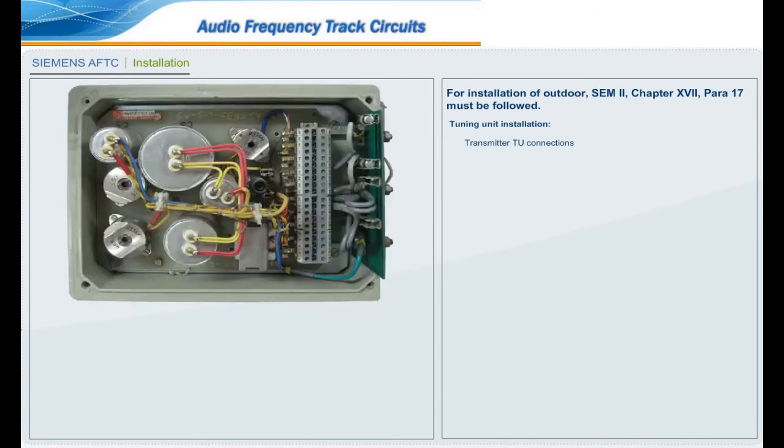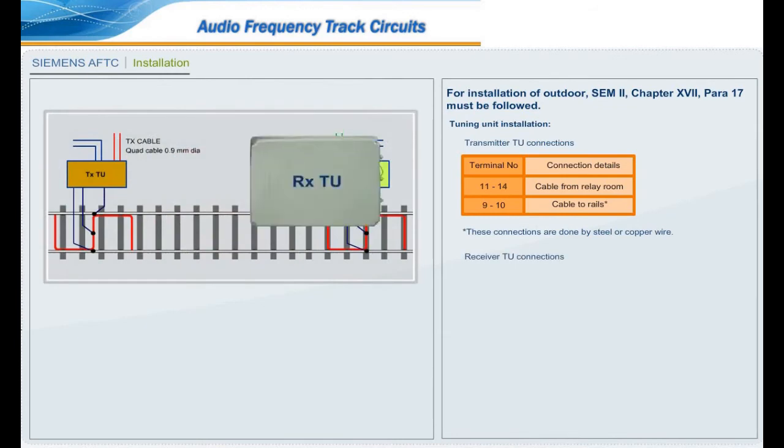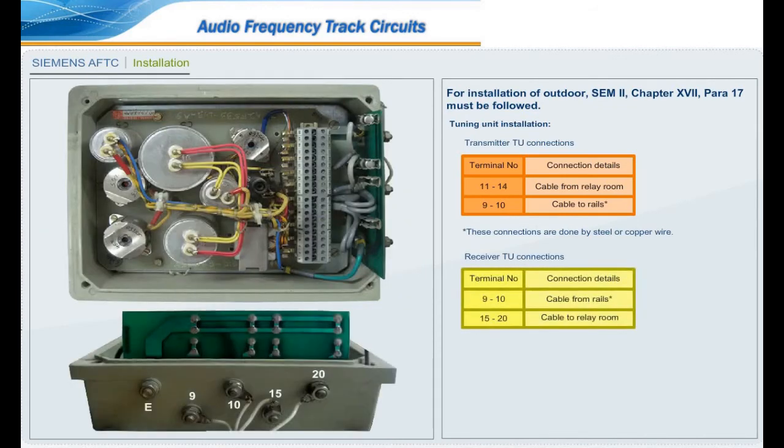Transmitter TU connections. Terminal number 11 and 14 for the cable from relay room. Terminal number 9 and 10 for the cable to rails. These connections are done by steel or copper wire. Receiver TU connections. Terminal number 9 and 10 for the cable from rails. Terminal number 15 and 20 for the cable to relay room.